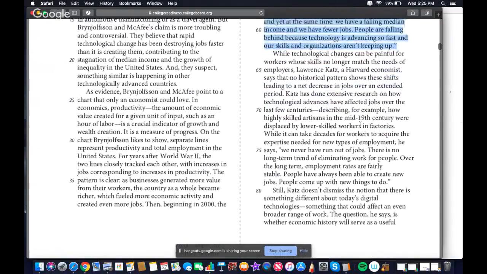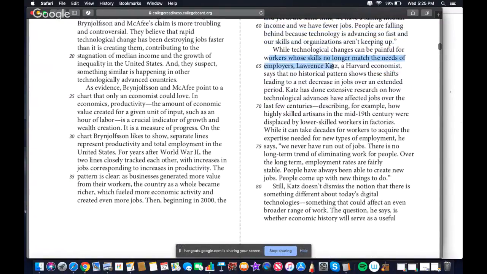No new ideas really. While technological changes can be painful for workers whose skills no longer match the needs of employers, Lawrence Katz says that no historical pattern shows these shifts leading to a net decrease in jobs over an extended period. Okay, so this is the point where the guy comes in and says, I kind of disagree and don't worry. Let's go to the end of the paragraph.